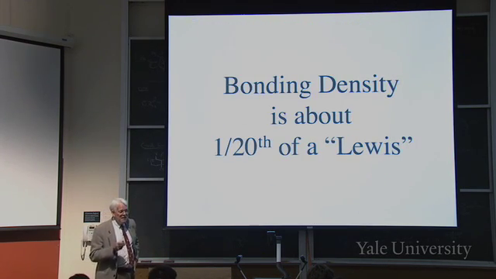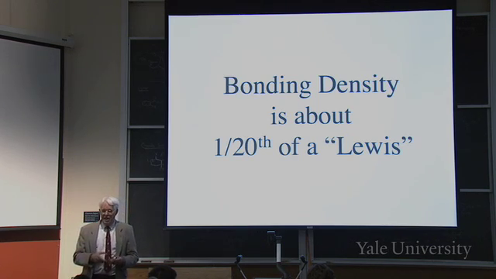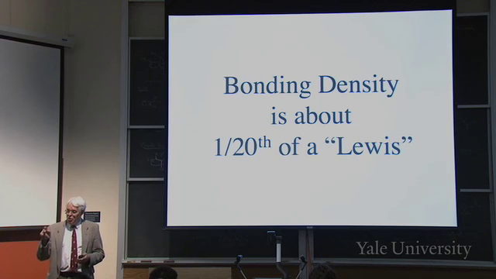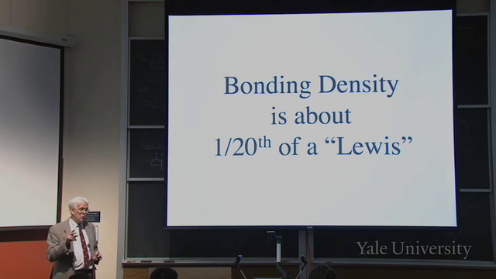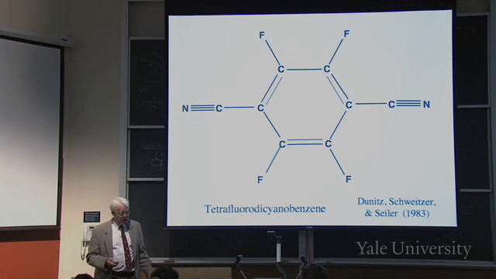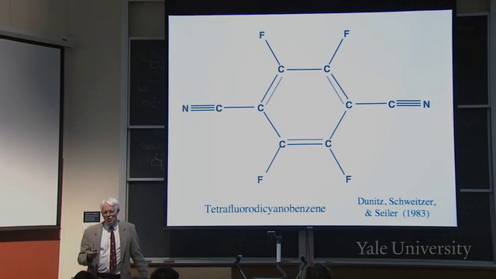In fact, this amount of bonding density is about 1/20th of what Lewis might have said, but never did say because he wasn't that naive. Okay? So instead of getting 2, you get a 20th of 2, 0.1. So bonding density is about a 20th of a Lewis. Incidentally, the unit Lewis is used only within this class.